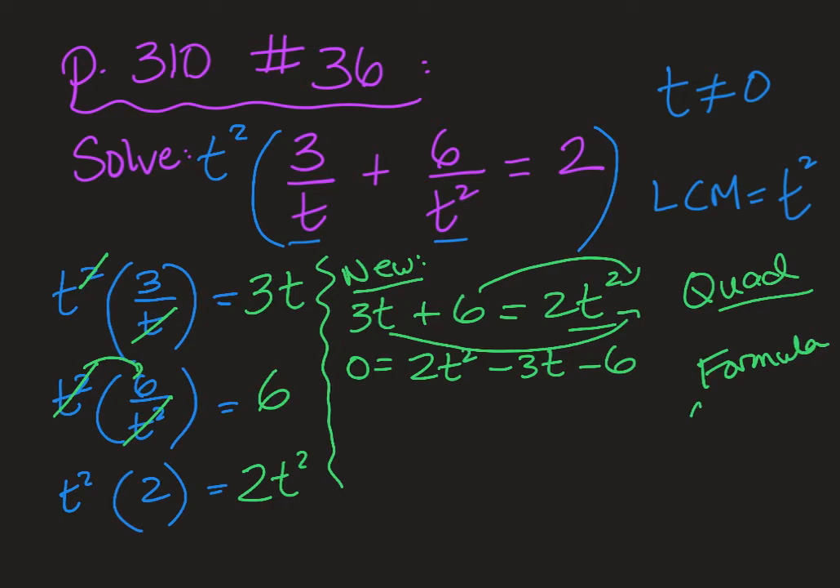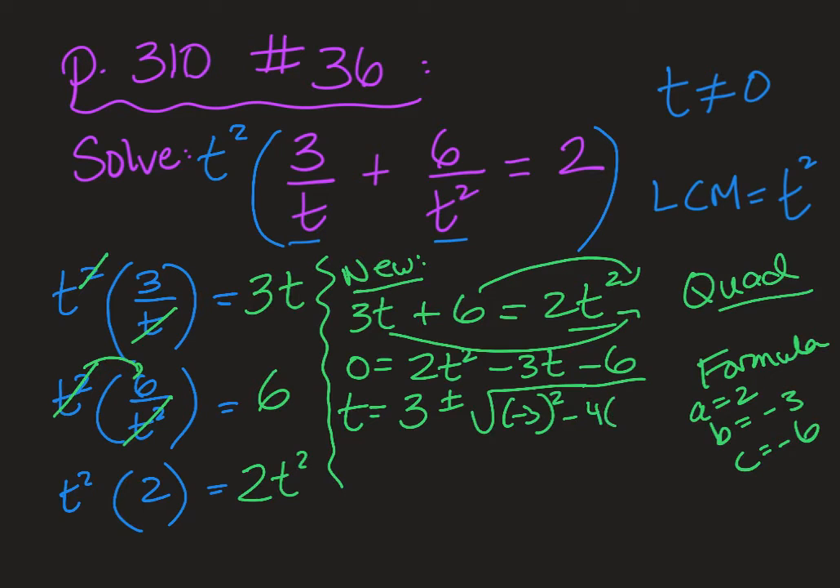In this case, A will be 2, B will be negative 3, and C will be negative 6. So t is going to be the opposite of B, so it's going to be a 3 plus or minus the square root of negative 3 squared minus 4 times A times C, all over 2 times A.